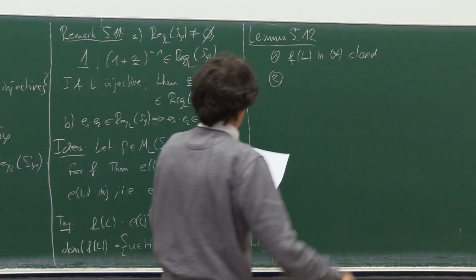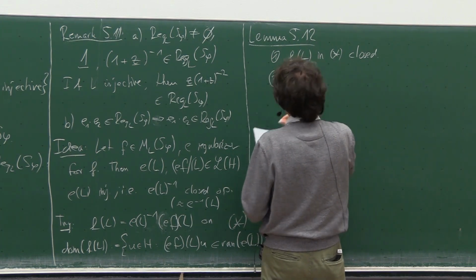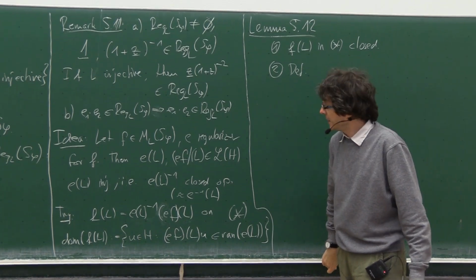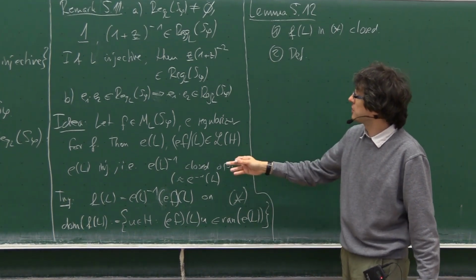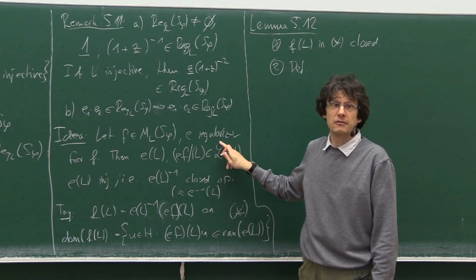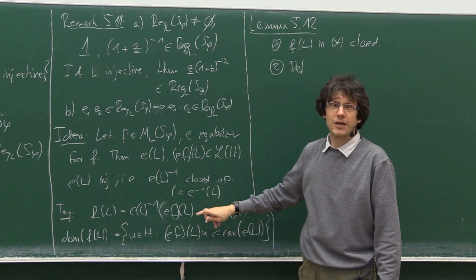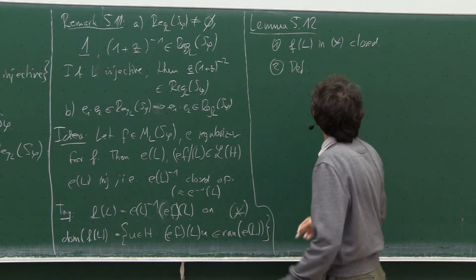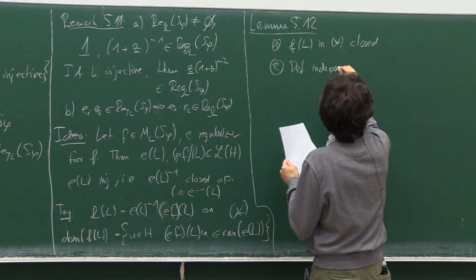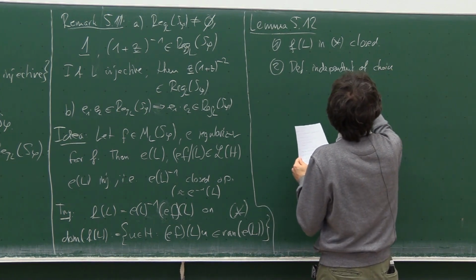Then the second thing we will prove is that, to make this a definition, there is some well-definedness issue because we chose this regularizer. Someone else could choose another regularizer. Does this depend on the choice of the regularizer? This would be bad. But I claim it does not. So I claim this definition is independent of the choice of E.